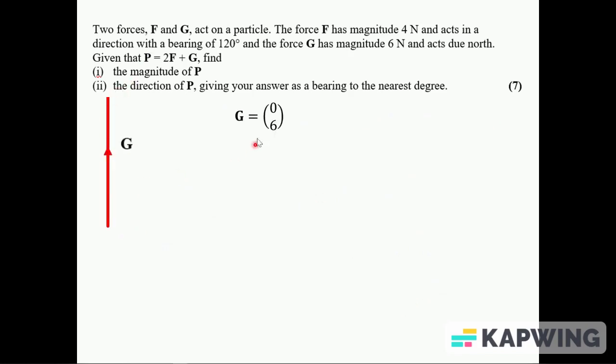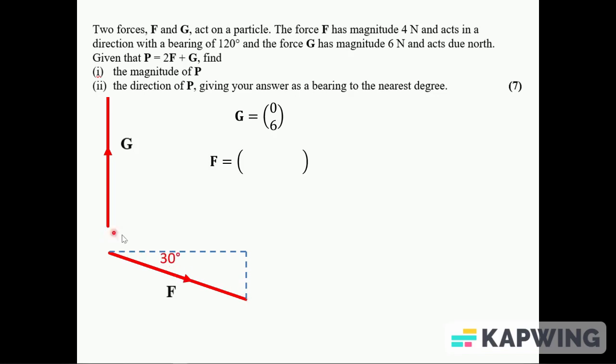You could do it with column vectors. Here's G. I can write this as (0, 6). It's got no horizontal component. It just goes 6 upwards, positive direction, so it's plus 6. F's got both, though. It goes to the right, so it's got a positive horizontal component, and down, so a negative vertical component.